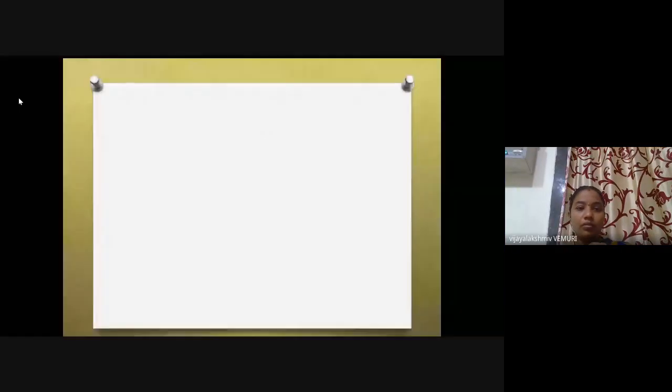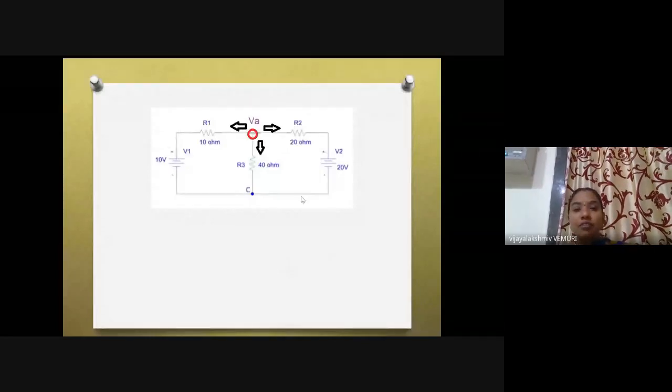Okay, so if you just observe here, this is the circuit, isn't it? If you just see this circuit, I told you that this is my junction point. So this is called a common node. What is this called? A common node. And this can also be called a non-reference node. What is this node called? A non-reference node.